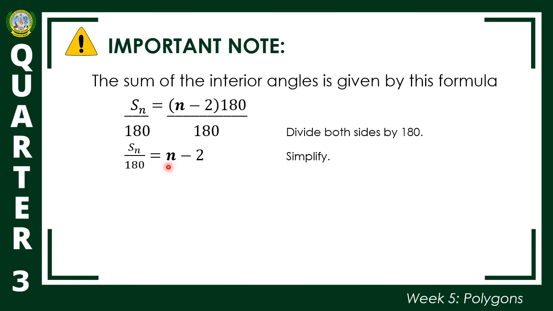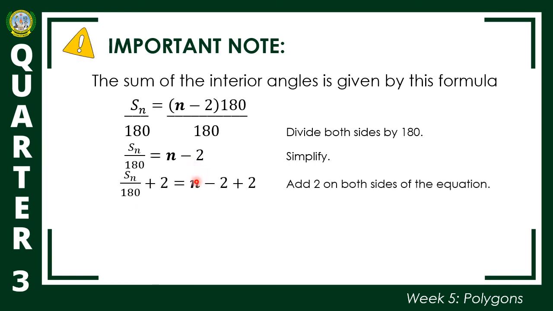And then after that, para ang matira na lang po ay n, we have to remove the negative 2 by adding 2 both sides. Okay, so magiging S sub n over 180 plus 2 equals n minus 2 plus 2. Of course, negative 2 plus 2 is equal to 0. Ang matitira na lang po dito ay n.